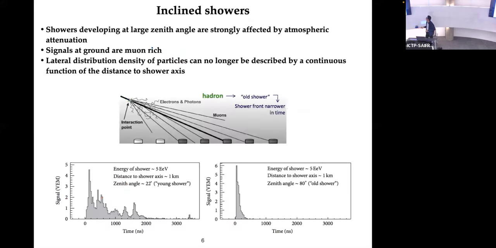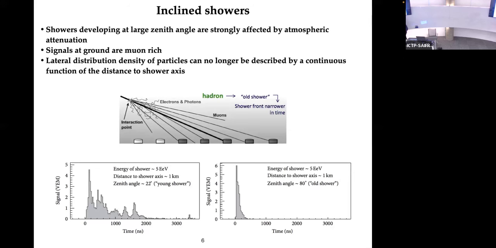Let me just, for example, show what the signal looks like in the detector. Here I put two examples. These are two showers, one with energy around 5 EeV, where one EeV is 10 to the 18 electron volts, entering the atmosphere with a zenith angle of 22 degrees. And then there's a more inclined one that enters the atmosphere with a zenith angle of 80 degrees. These are very different in terms of zenith angle. And you can see what each one of these stations of the surface detector measured as a function of time when the shower lands on top of that station.